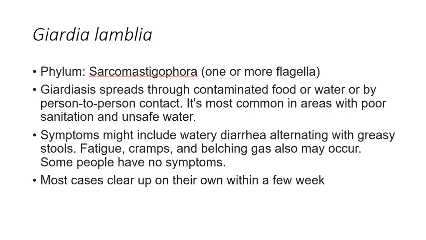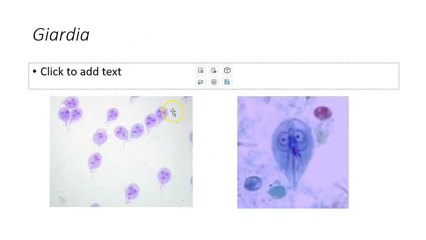All right, Giardia lamblia. We've talked about Giardia, and just don't drink the contaminated water. Most of these cases will clear up on their own within a few weeks, but it's usually this gassy, greasy stool. It is most common in poor sanitation, and I've already told you it looks like lovely little kites with faces on it. But that's exactly what Giardia looks like.